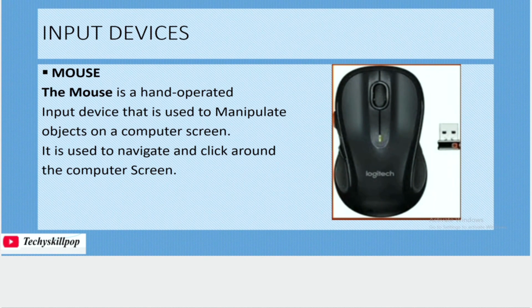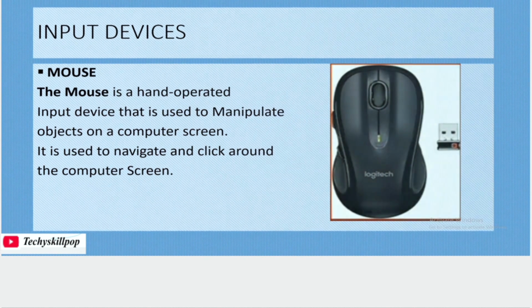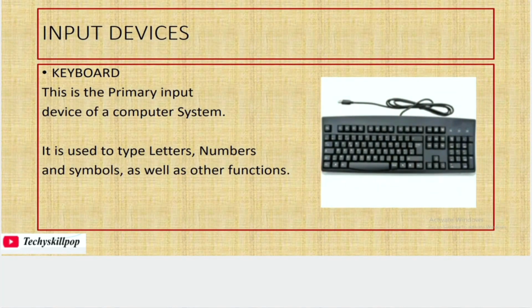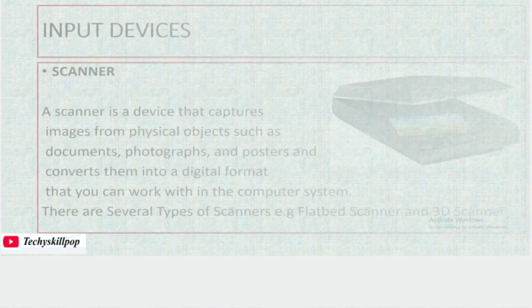The mouse is a hand-operated input device that is used to manipulate objects on the computer screen. It is used to navigate and click around the computer screen. Next, we have the keyboard. This is the primary input device of a computer system. It is used to type letters, numbers, and symbols, as well as other functions.